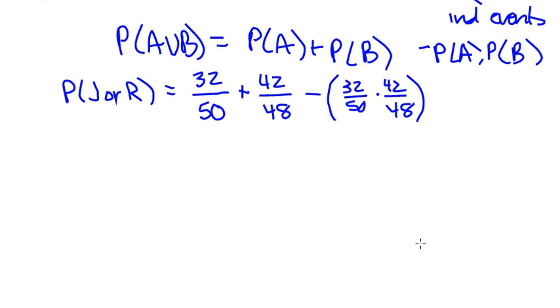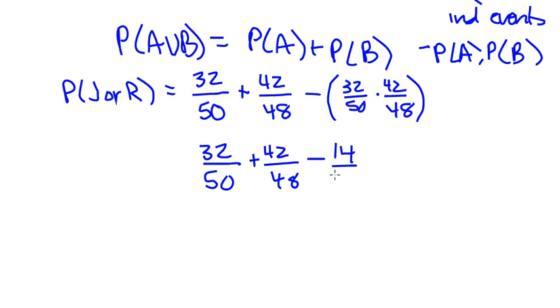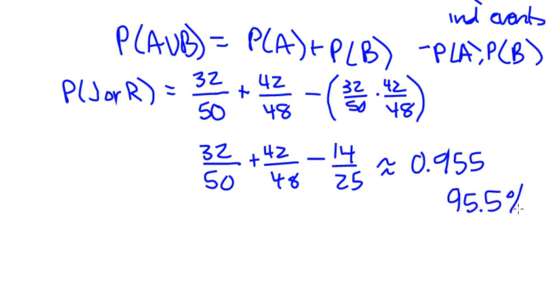When we go to solve, this becomes 32 over 50 plus 42 over 48 minus this product, which simplifies to 14 over 25. When you add and subtract there, you get a decimal of about 0.955. So there's about a 95.5% chance that one of them will make that free throw to win the game.